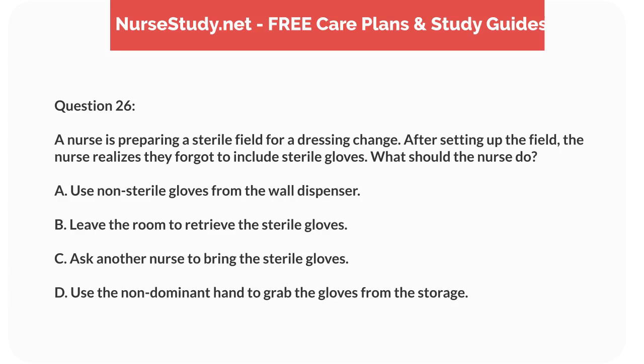Question 26. A nurse is preparing a sterile field for a dressing change. After setting up the field, the nurse realizes they forgot to include sterile gloves. What should the nurse do? A. Use non-sterile gloves from the wall dispenser. B. Leave the room to retrieve the sterile gloves. C. Ask another nurse to bring the sterile gloves. D. Use the non-dominant hand to grab the gloves from the storage.